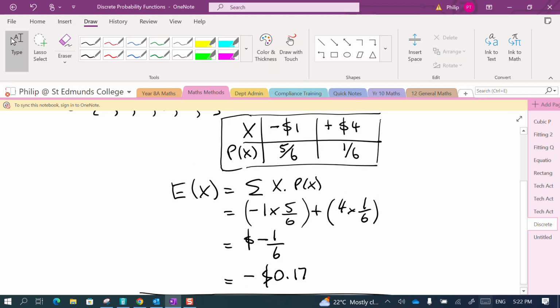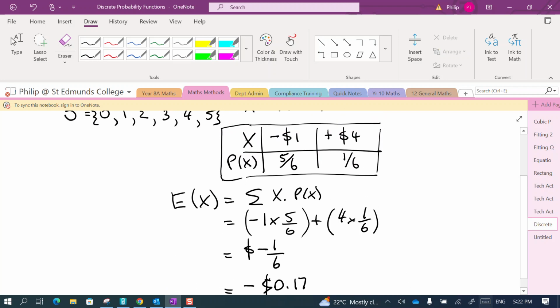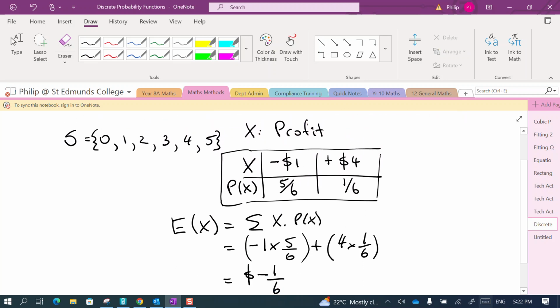Now in reality, sometimes they win $4, mostly they lose $1. And all those losing $1 more than counterbalances the occasional time when they win $4. In the long run, the player is on average losing 17 cents every time they play the game.